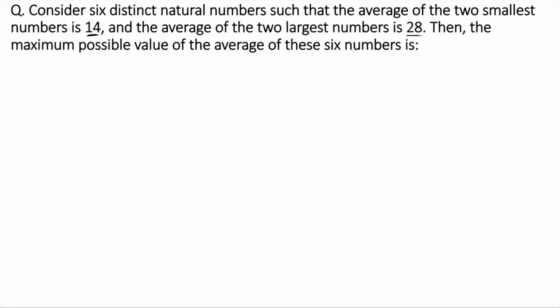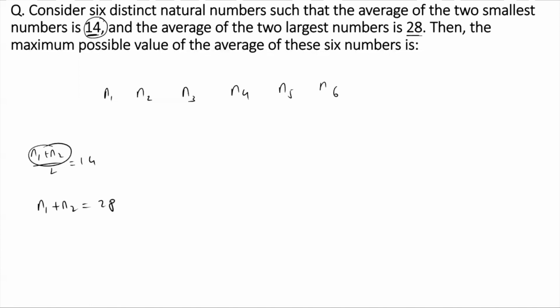All right. So let the numbers be n1, n2, n3, n4, n5, n6, written in ascending order, increasing order basically. The average of the two smallest numbers is 14. So (n1 + n2)/2 is 14, and from here you can calculate the sum: n1 + n2 will be 2 times 14, that's 28.